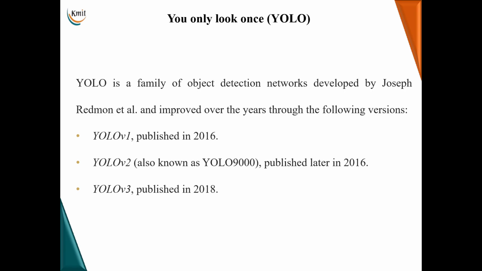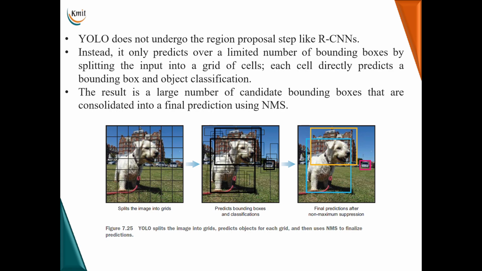Coming to the second model called You Only Look Once. Now why do you call it You Only Look Once? Because the model will look only once at the image to predict all the detections. So it is a family of object detection networks developed by Joseph Redmon. We have different versions here. Version 1 was developed in 2016. Later, V2 was developed in 2018. Version 3 was developed.